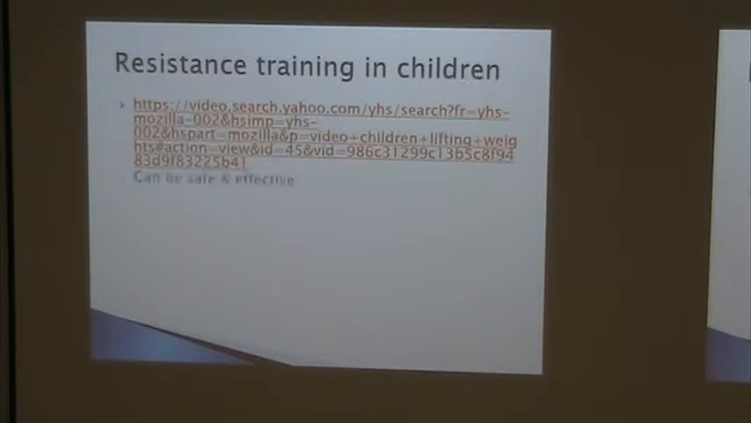All right. So, resistance training with children can be safe and effective. They need to be using correct form. They need to have good coaching.